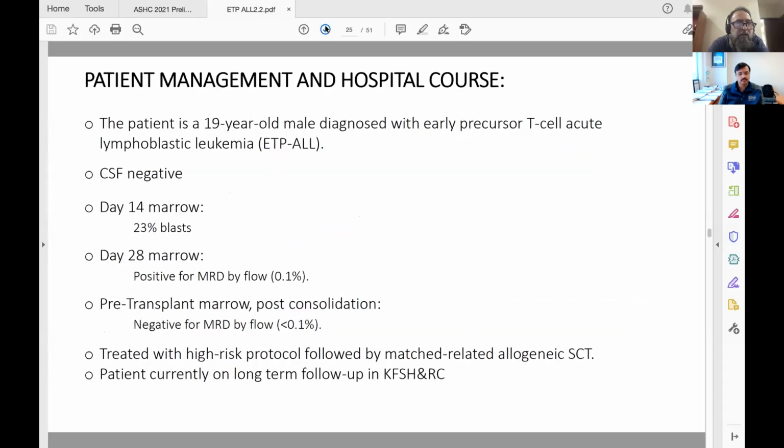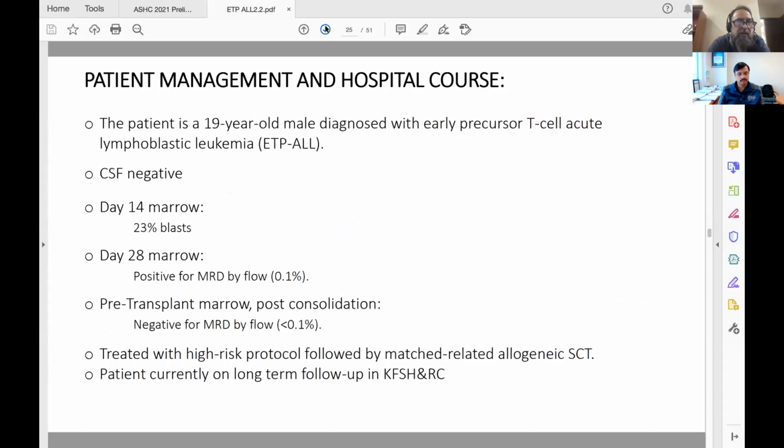So back to our management of the patient. This patient, alhamdulillah, was managed as per the protocol of ETP, because we picked this up at the right time after his diagnosis of T-ALL. We didn't stop there. We did the bone marrow, did the flow, and figured this out.